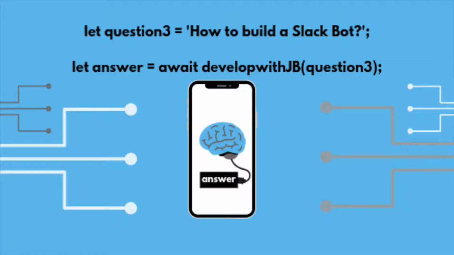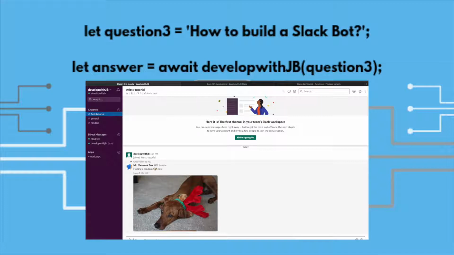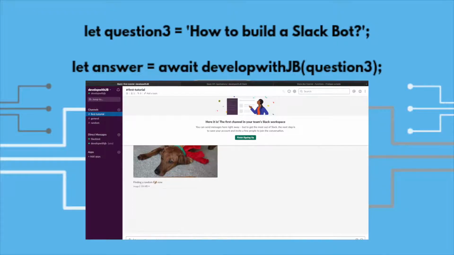What's up and welcome to question 3, how to build a Slack bot, first coding tutorial. This tutorial will be a Slack bot that when called upon will fetch a random picture of a dog from the internet and display it in Slack. Let's get started.